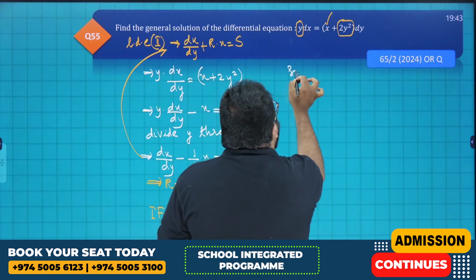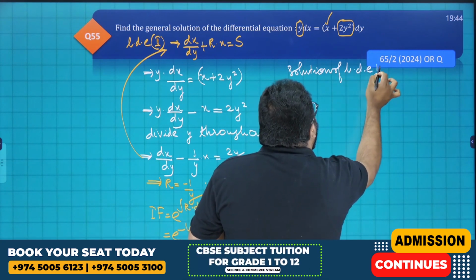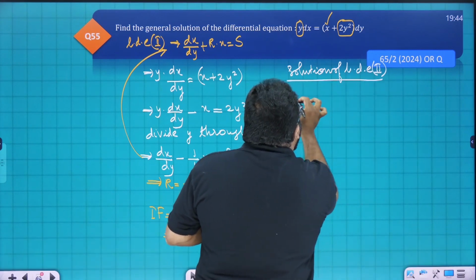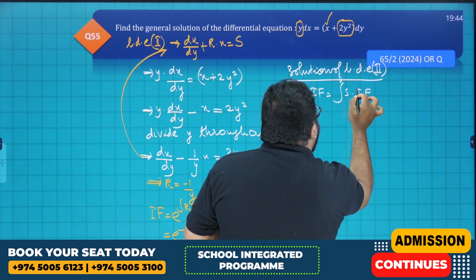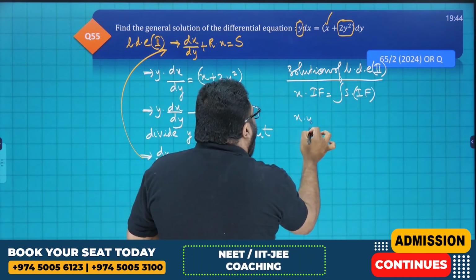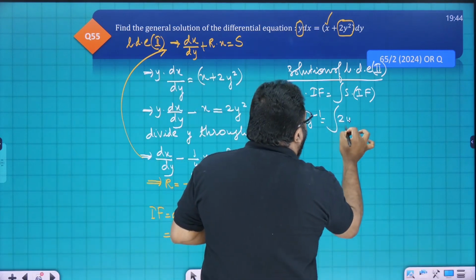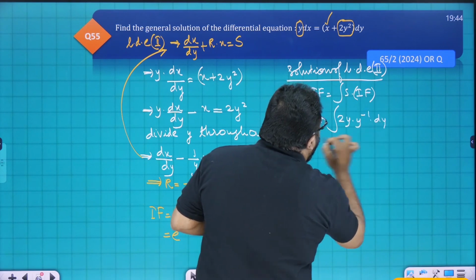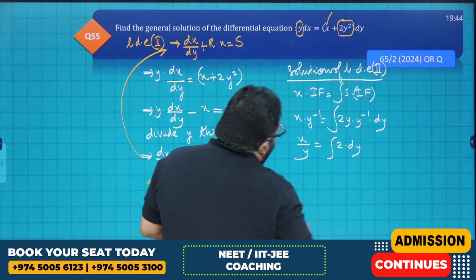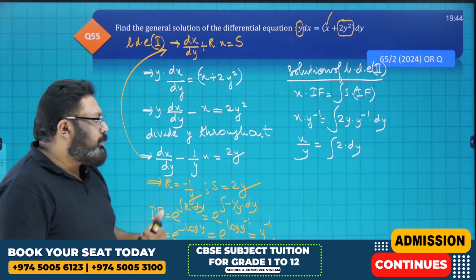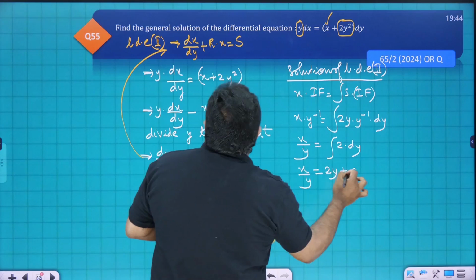Yes. So solution, please. Solution of LDE type 2: x into integrating factor equals integral s into integrating factor. x into y raised to minus 1 is equal to integral s is 2y, 2y into y raised to minus 1. Yes, so x by y is equal to integral 2 dy. y and y raised to minus 1 will cancel off. Yes, that is equal to 2y plus c.